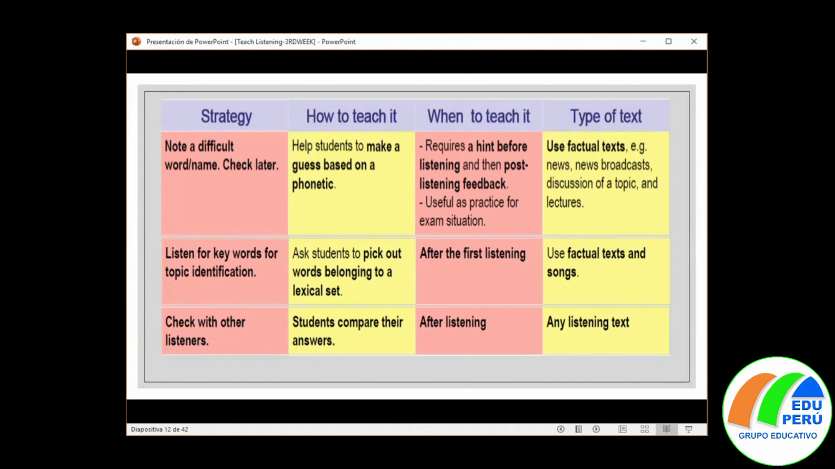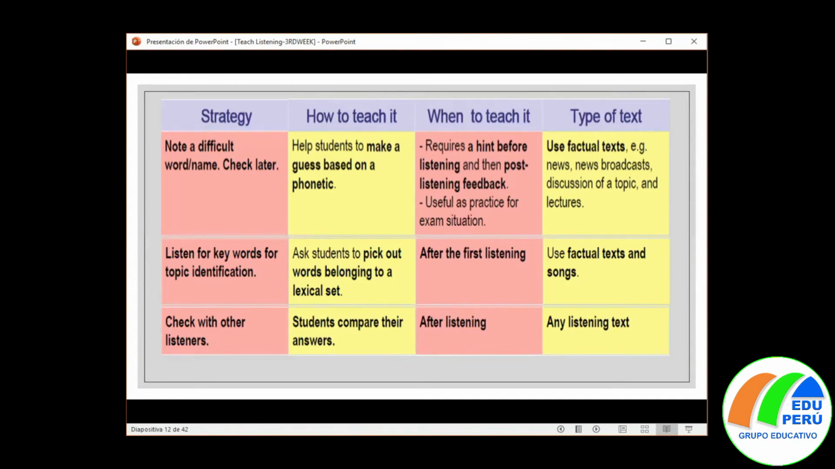Another one, listen for keywords for topic identification. You have here: ask students to pick out words belonging to a lexical set. So they have to pick out, choose some words belonging to a lexical set. A lexical set is a group of words which belong to the same lexical field. So they need to choose and pick out. When to teach it? After the first listening. And what type of test? Use factual tests and songs.